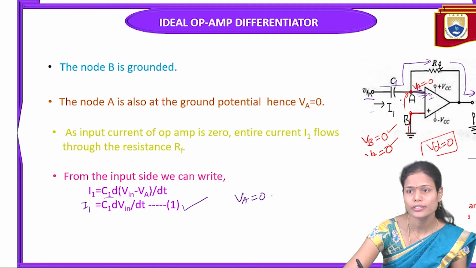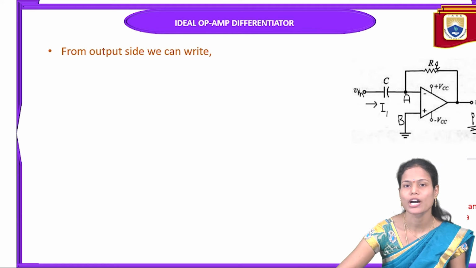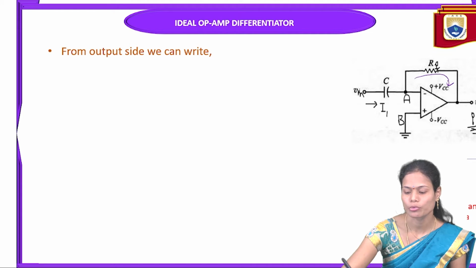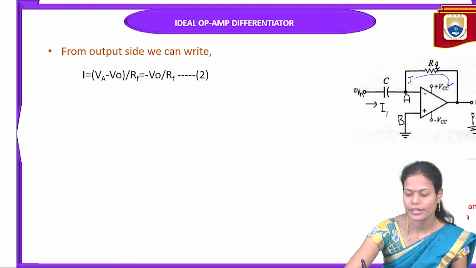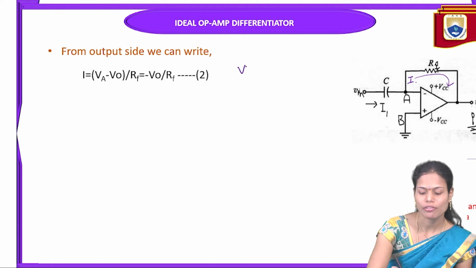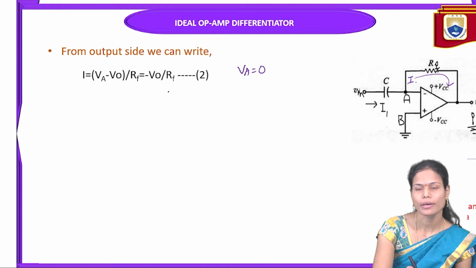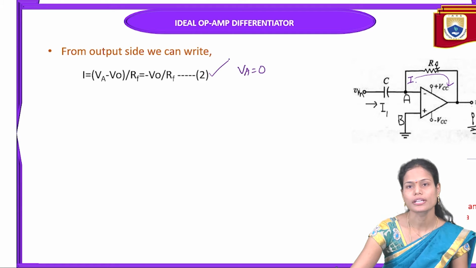In order to find the current which is flowing from VA to V0, again I am writing the equation from the output side. The same circuit again I am considering here to write the next equation, that is from the output side. It is nothing but in this particular loop, how much current is flowing. To find that, we write the current as I equal to VA minus V0 divided by RF. The value of VA is 0 due to the virtual ground concept, so this will become minus V0 by RF. So this is the second equation.